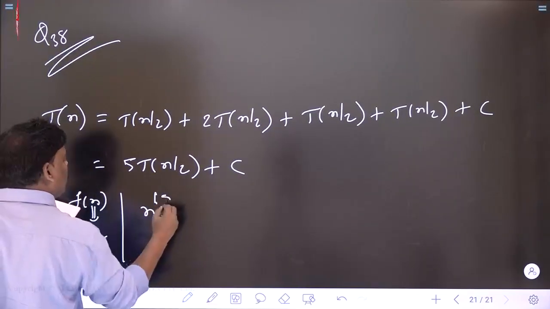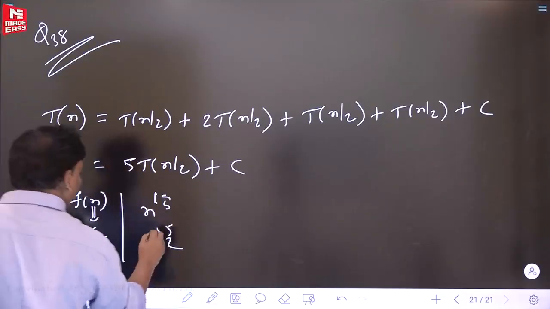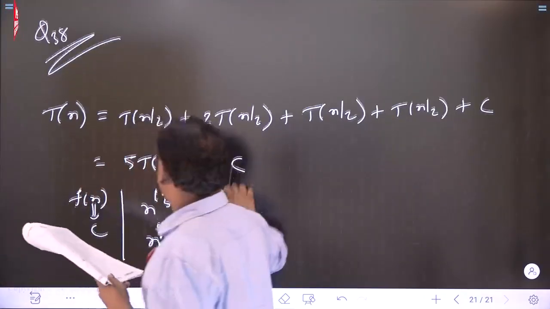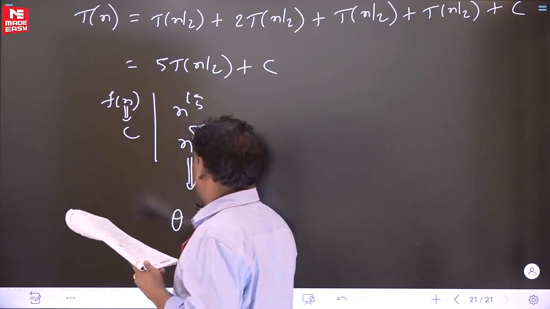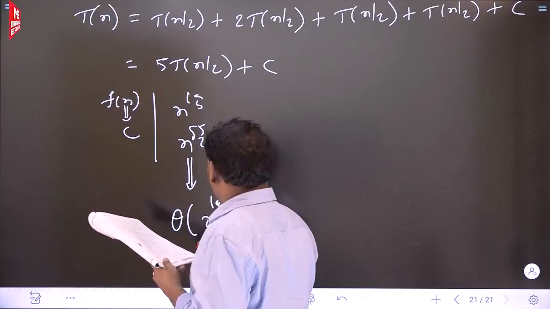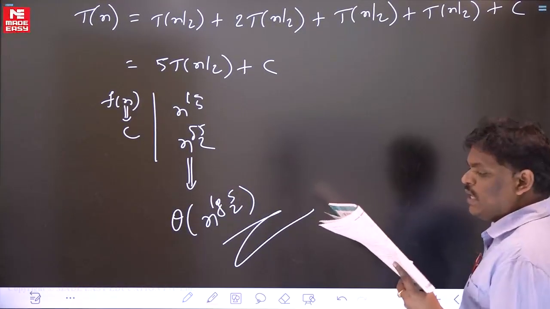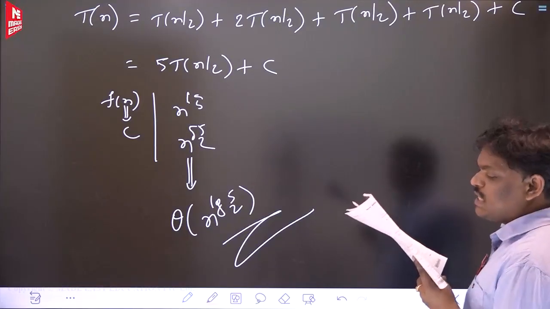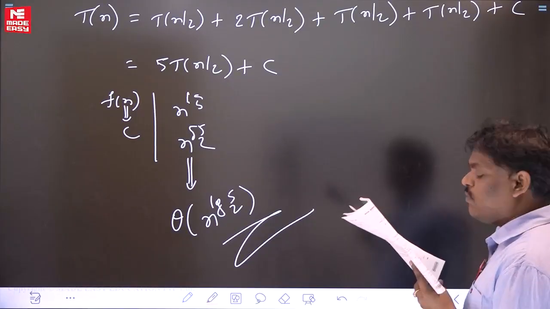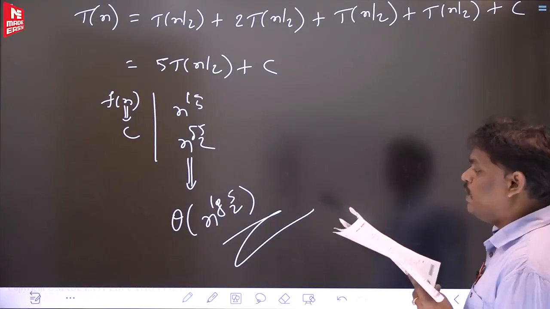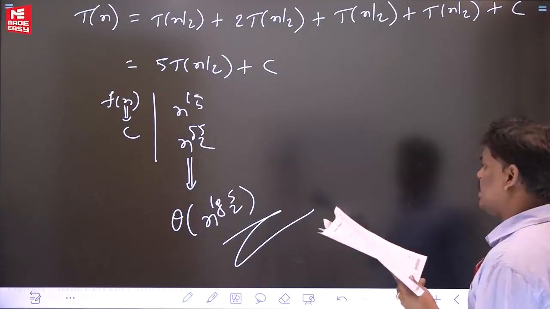What is n power log a base b? Which will become n power log 5 base 2. So I think this is a constant, this is n power something, a polynomial, so the time complexity is this only, n power log 5 base 2. This is the answer. Just find out the log 5 base 2 value. He is asking, if the worst case time complexity of this function is n power alpha, then find the alpha value. Alpha value is log 5 base 2. So just calculate log 5 base 2, whatever is the answer, that is the answer.